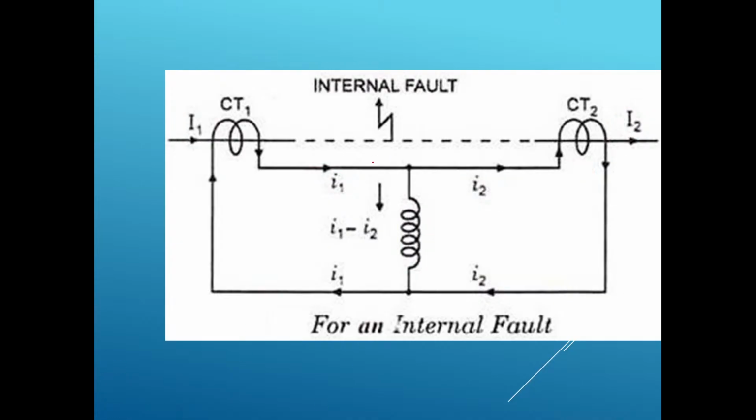So if an internal fault occurs, the EMFs induced across the secondaries of CT1 and CT2 will no longer be the same, and the currents flowing through the pilot wires of these two CTs, this wire, this wire, this wire, and this wire, will no longer be the same. So the differential current, the difference of these two currents, will flow through the operating coil, and if it exceeds the preset value, then the relay will operate.